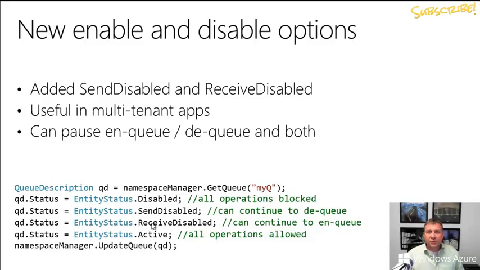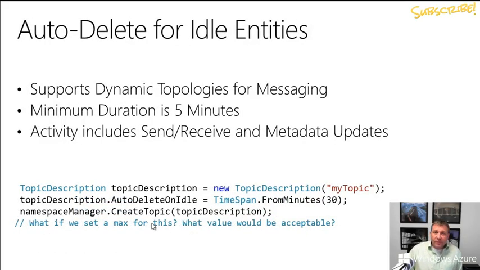And so that's very useful, for instance, in multi-tenant applications. And you can pause with that the enqueue and dequeue, and then resume it. And when an enqueue or a dequeue, a send or receive, is attempted, the receivers or the senders will get an error that will indicate that the entity is currently not available for that operation.